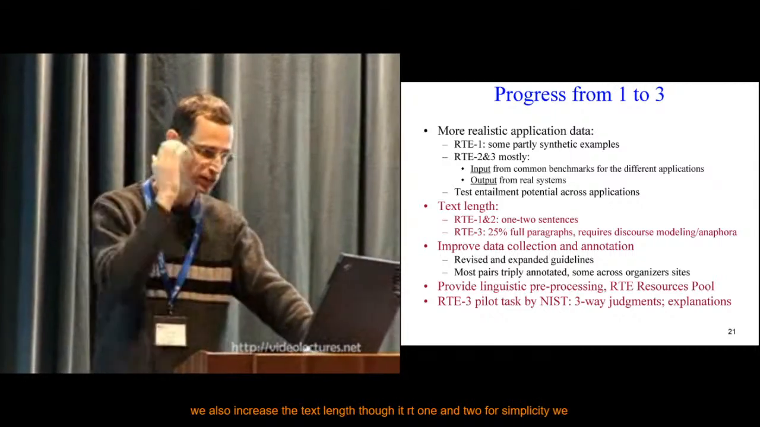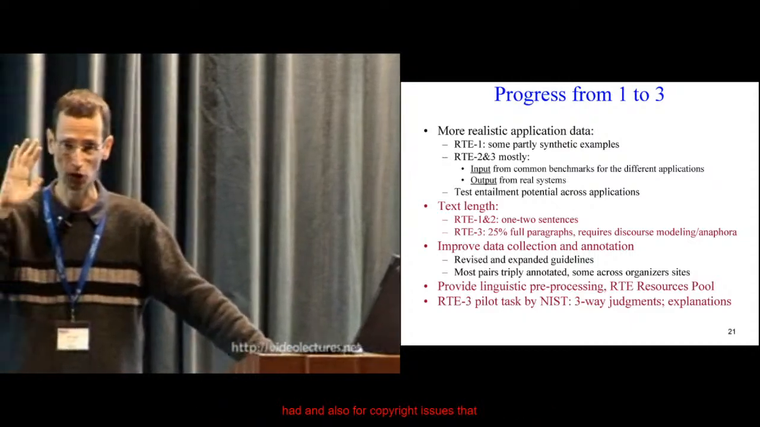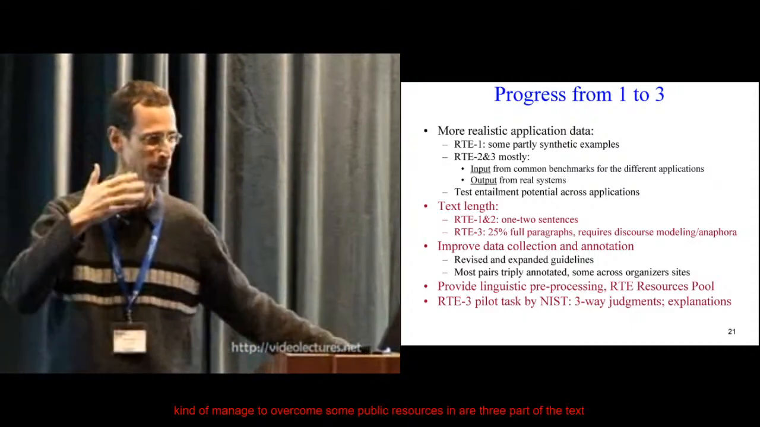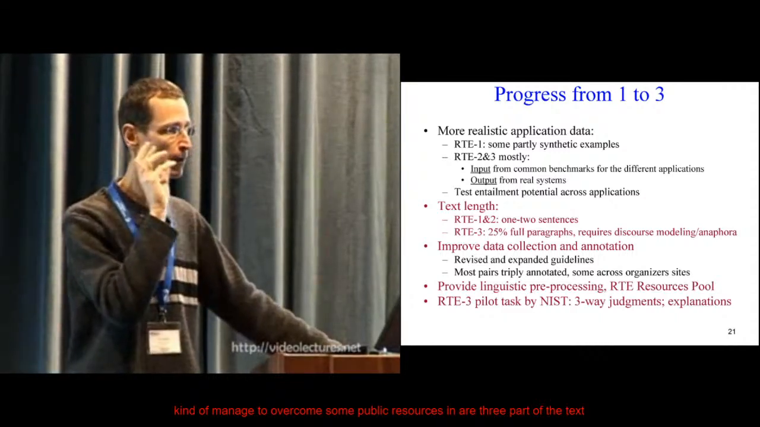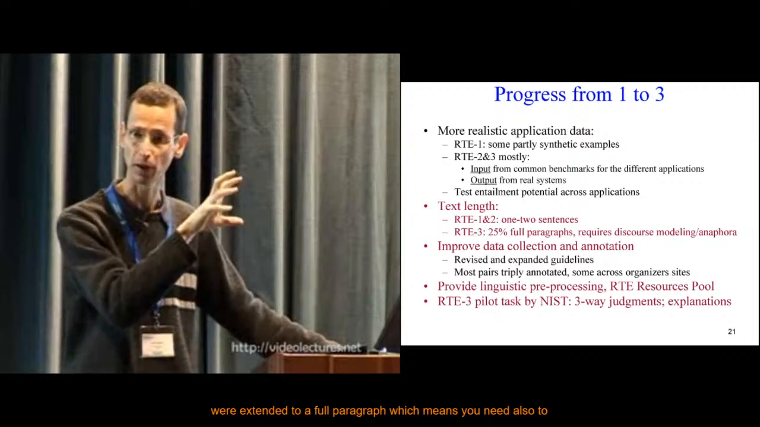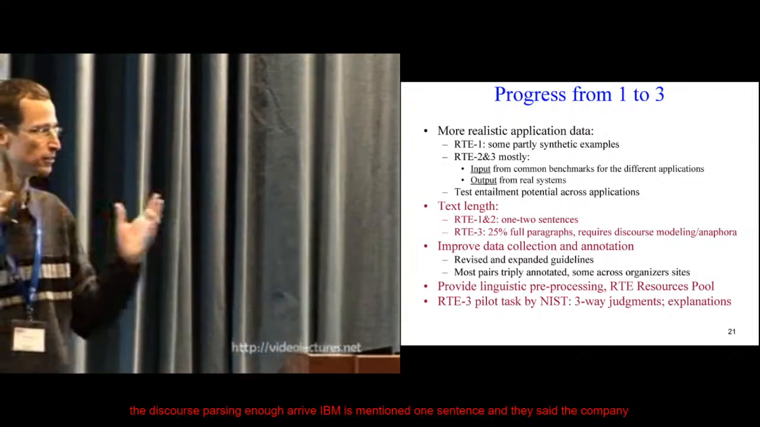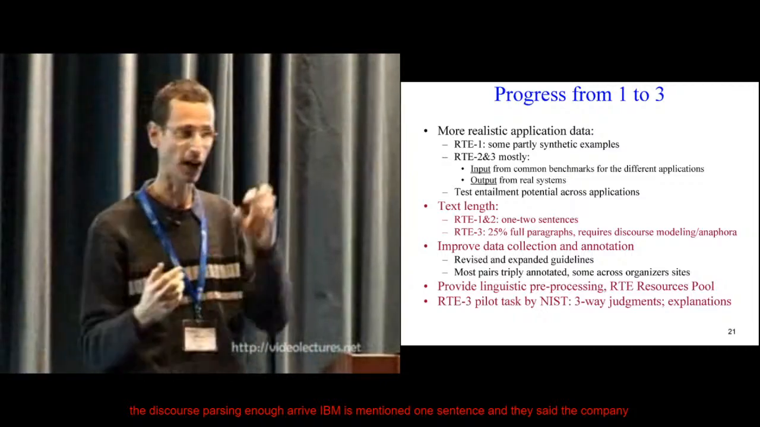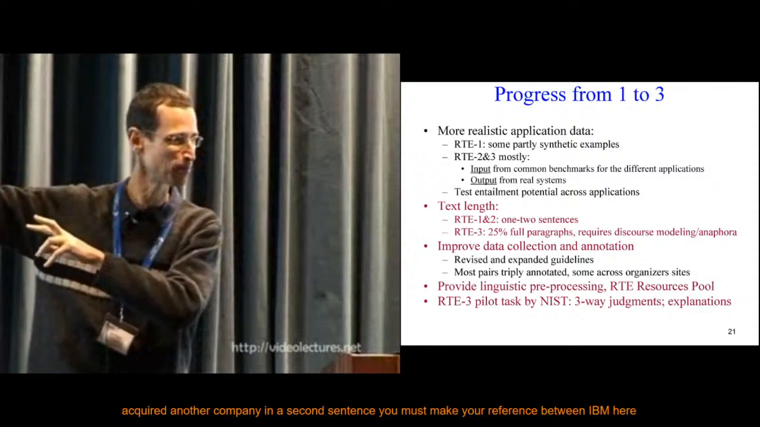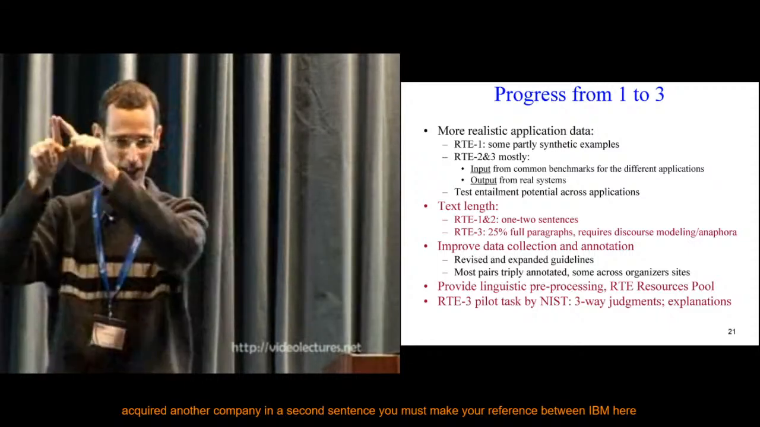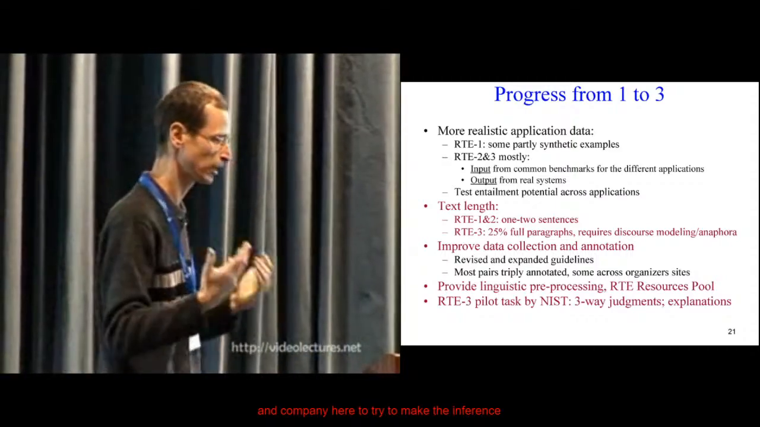We also increased the text length. At RTE 1 and 2 the texts were short, for simplicity and also for copyright issues, which we managed to overcome through some public resources in RTE 3. Part of the texts were extended to a full paragraph, which means you also need to do discourse processing and anaphora resolution. If IBM is mentioned in one sentence, and then it says the company acquired another company in a second sentence, you must make the reference between IBM here and company here to make the inference.